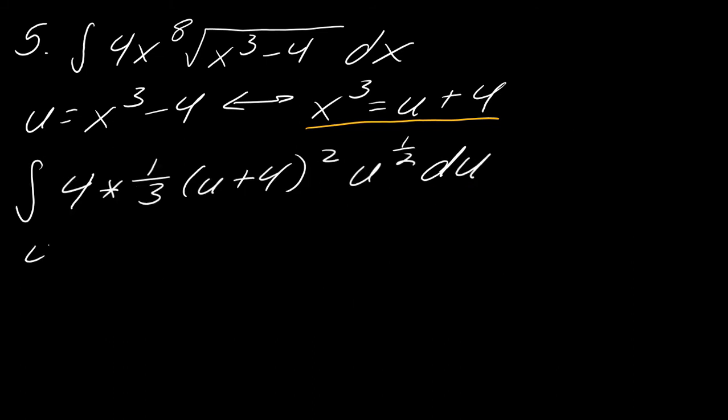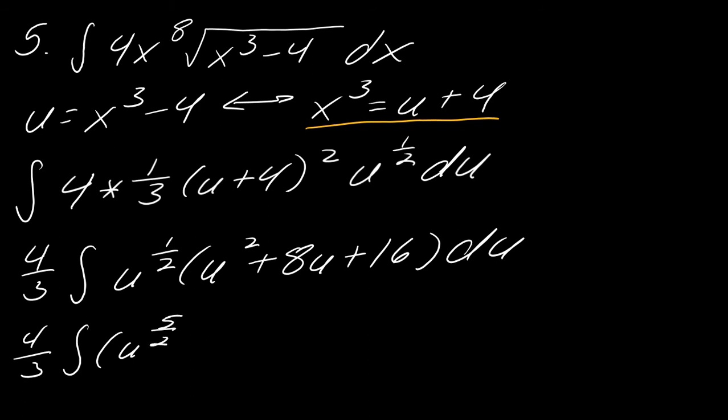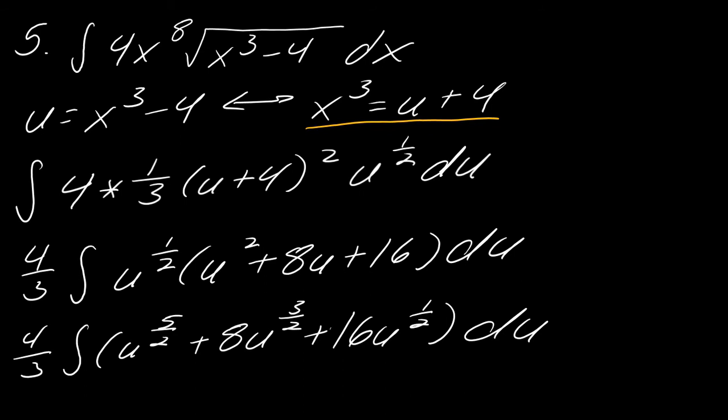And let's see, I'll bring the 4/3 out in front of the integral. And so then I'll bring this u to the 1/2 here. This is u squared plus 8u plus 16 du. So now I've got 4/3, and this is u to the 5/2 plus 8u to the 3/2 plus 16u to the 1/2 du. Okay, so now finally I have something I can actually integrate. This I can work with.